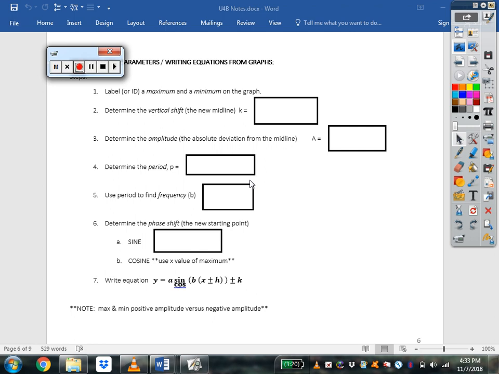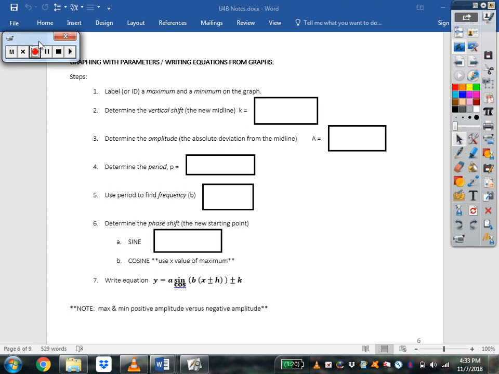So I just kind of want to talk through a little bit about graphing with parameters, or if you're given 2 points, just so maybe it'll help out a little bit if you can't understand my writing that I wrote all over the page. So if we're graphing with parameters, any time that you want to write an equation, you're either going to be given 2 points or you're going to be given a graph in which you have to find those 2 points.